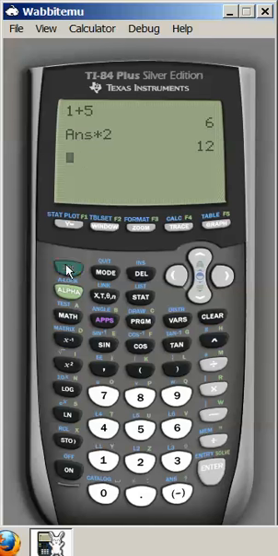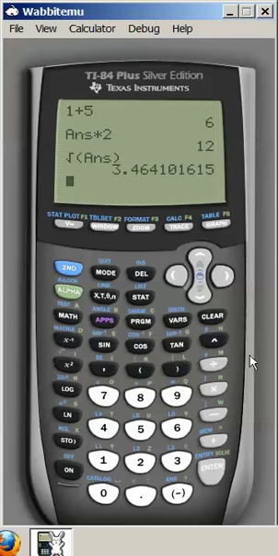Well, now that I've hit my square root, if I want to bring the previous answer in, rather than having to type it, right now it's 12. It wouldn't be that hard to type 12, but sometimes it's a more complicated number. But above the negative sign here is ANS. It's in blue, so that means if I hit second answer, close that parenthesis, I've now done the square root of 12. And I know it was 12 because it was the previous answer.